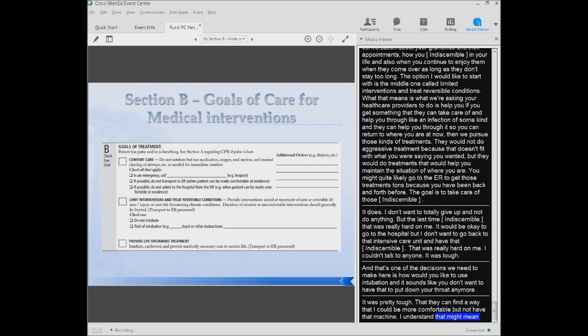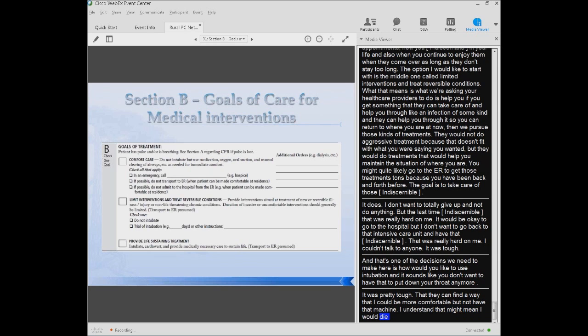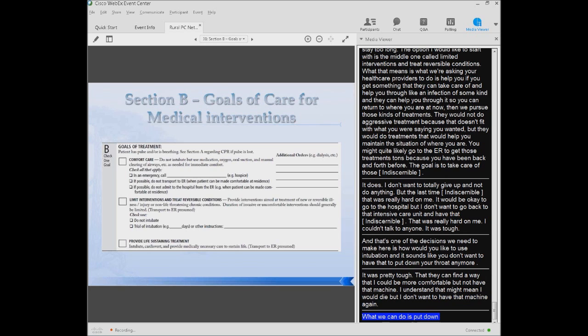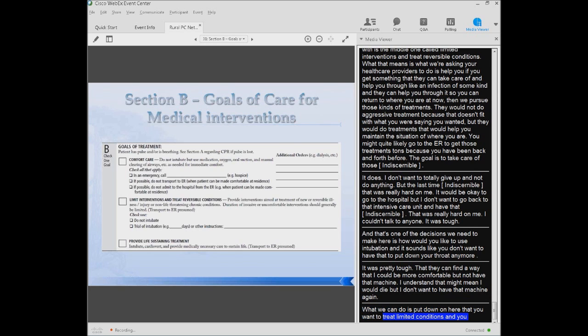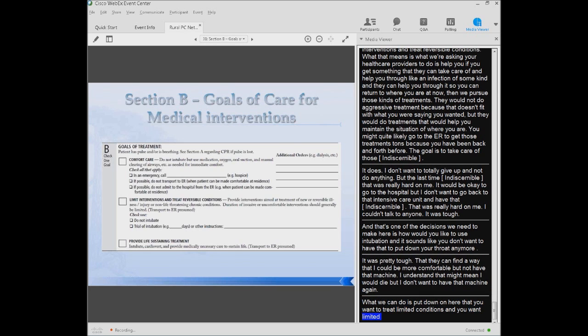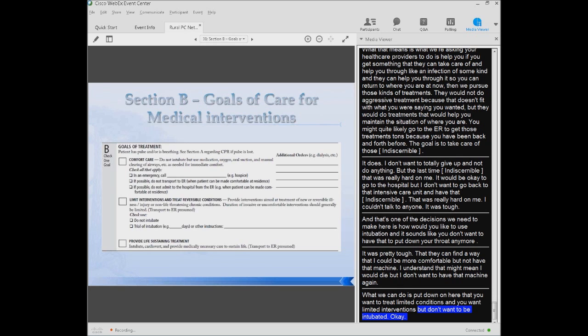Okay. Well, then what we can do is put down on here that you want limited interventions and treat reversible conditions, but you do not want to be intubated. Yep. Okay. Thank you. And so coming out of our little demo there, I'll go to the next page.